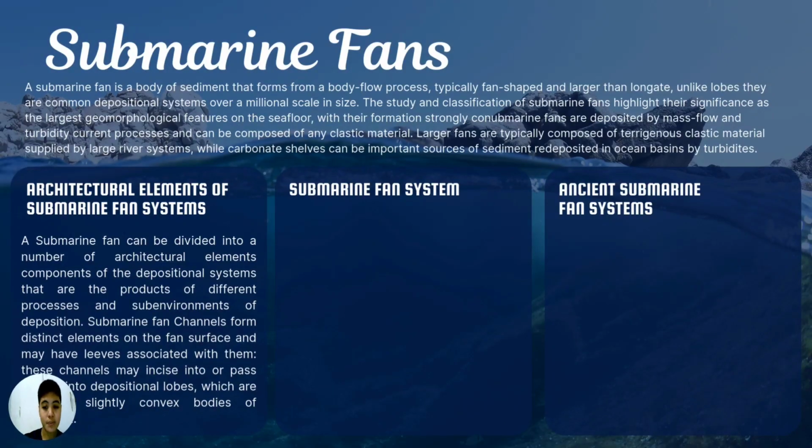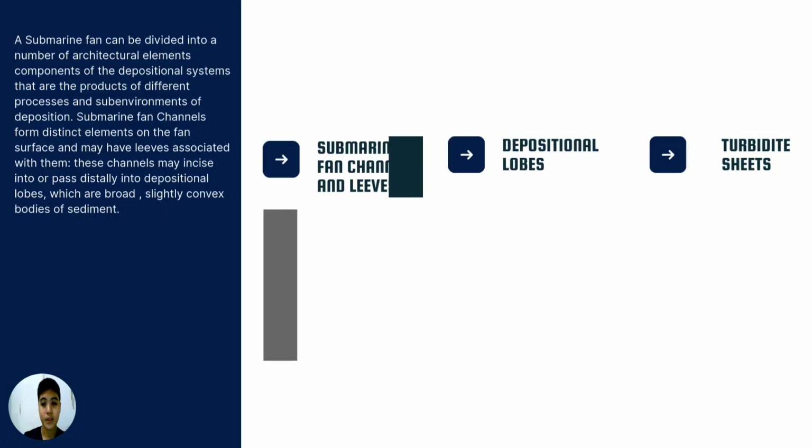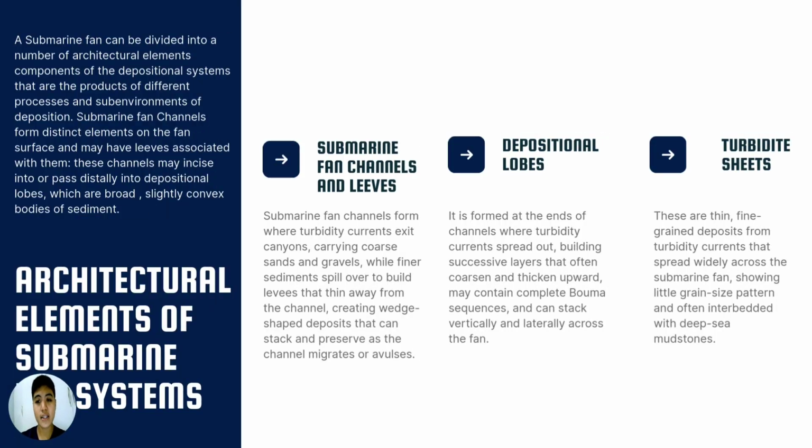Under the topic of submarine fans, there are three important things we need to understand. First is the architectural elements of a submarine fan system. A submarine fan is not just a simple pile of sediment. It's made up of different parts, each formed by different flow processes in the deep sea. These parts are called architectural elements, and they help us understand how sediment is moved and deposited across the fan surface.